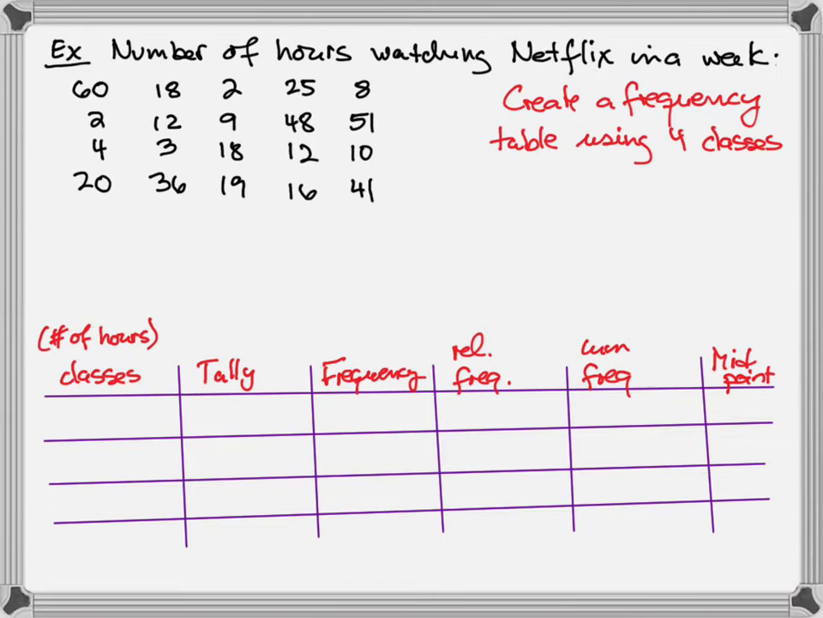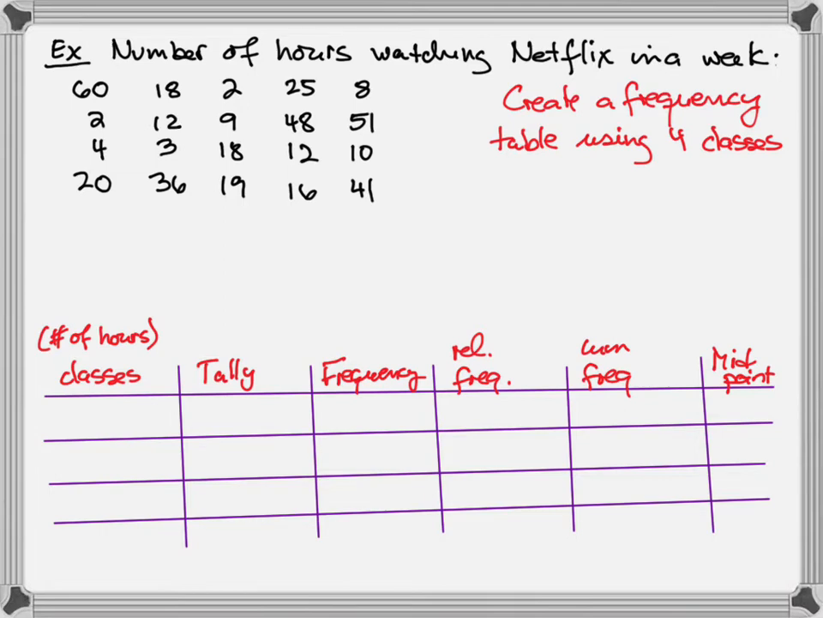Now, you ask, where do the classes come from? I made them up. They just come from my brain. I wanted 4 classes to get a good overview. Okay, how many hours are you really watching Netflix in a week? And I used 4 classes for, I do believe I have 20 data values here.